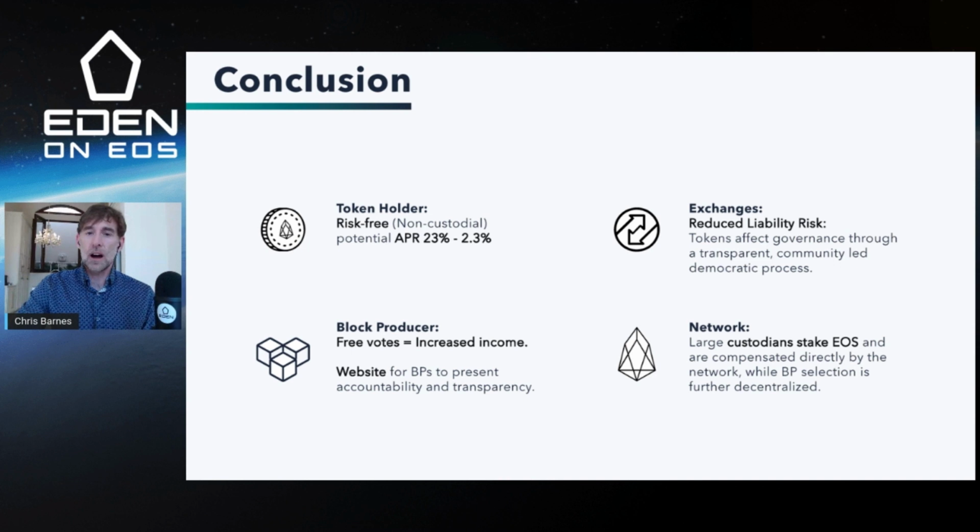Exchanges will reduce their liability risk. This is something that is often overlooked right now in the landscape of proof of stake and delegated proof of stake, where exchanges are under much more of the microscope of regulators. And so if they are able to reduce their liability by creating an arm's length distance between themselves as a token holder and then selecting the BPs who execute governance decisions, they're going to reduce their liability in the governance decisions those block producers make.